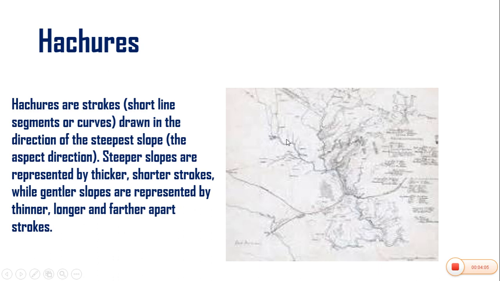Here now, the lines are far apart. They are not that dark. In the areas I'm touching now with my cursor, the lines are not that short. The lines are thinner and longer and far apart. It shows that the slopes are gentler on this side. This is how to interpret hachures on a map.